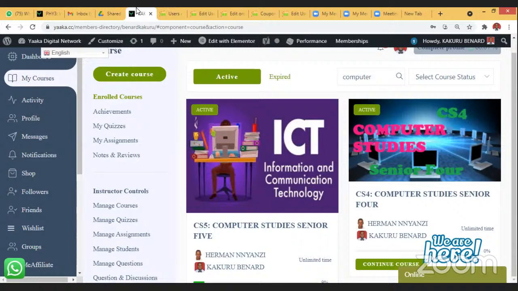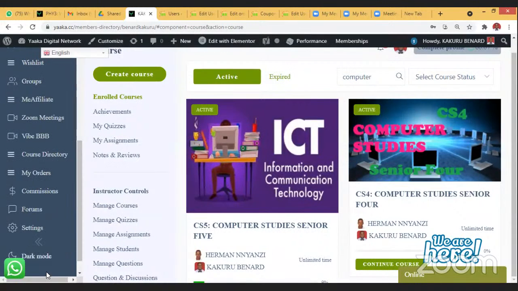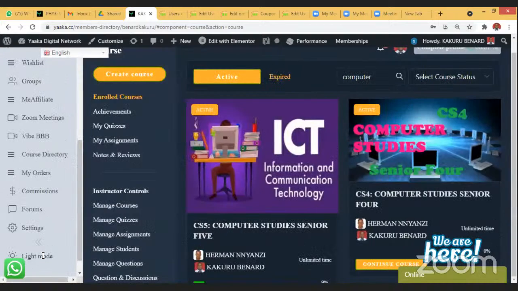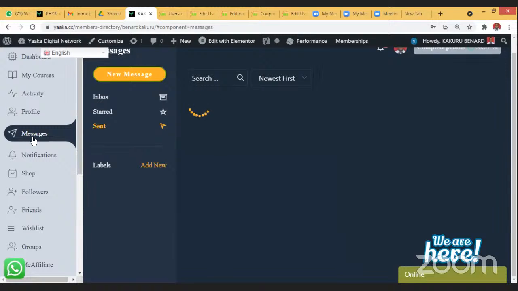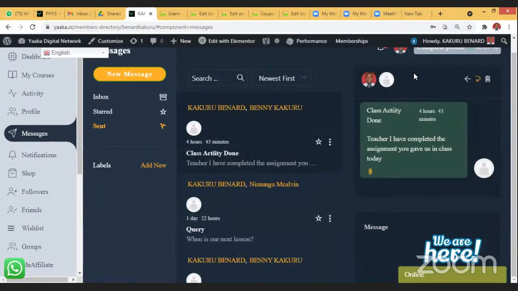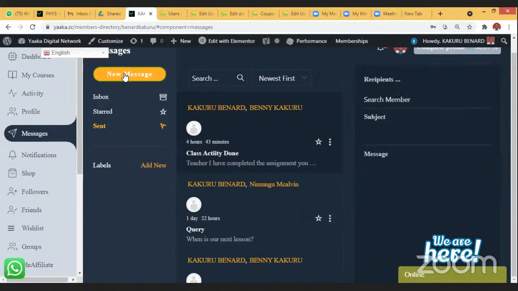Yeah. So here I can go to the dark mode or light mode. It depends on what you want. So members, if you do an assignment, like a class activity, not the assignment in the system, you can come under messages. When you touch on messages, you come here and say new message. You're seeing? So when you tap a new message, you can come here and search for your teacher. Say Solomon.